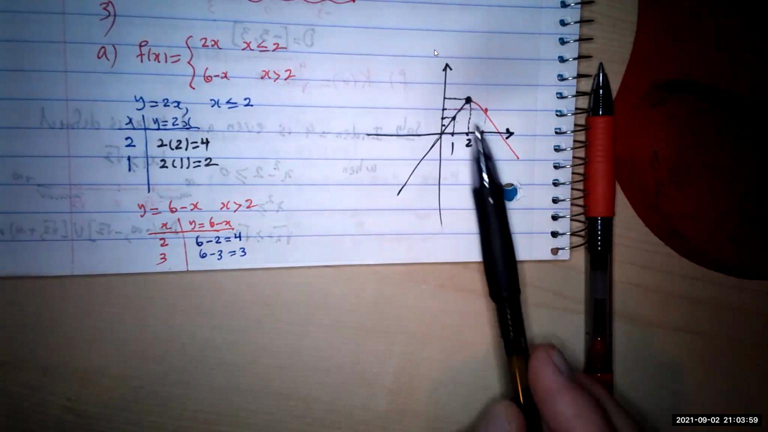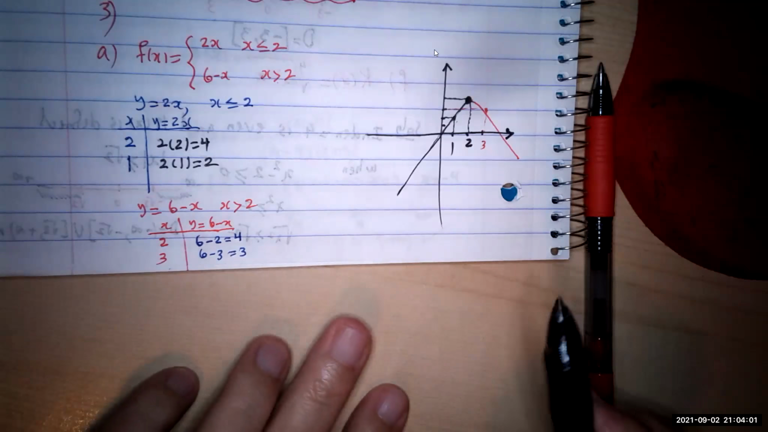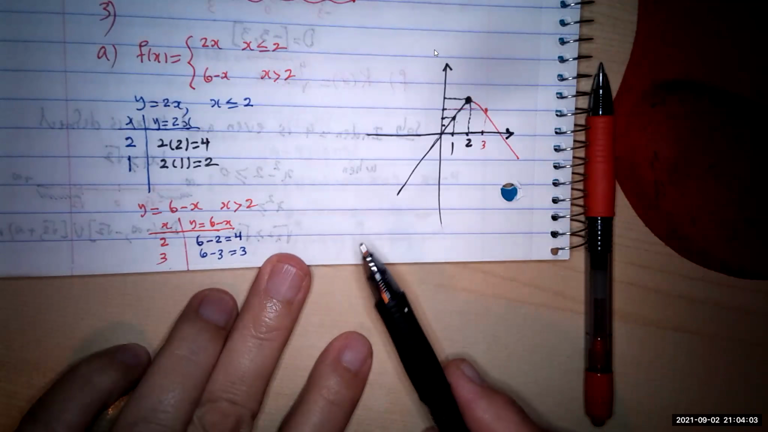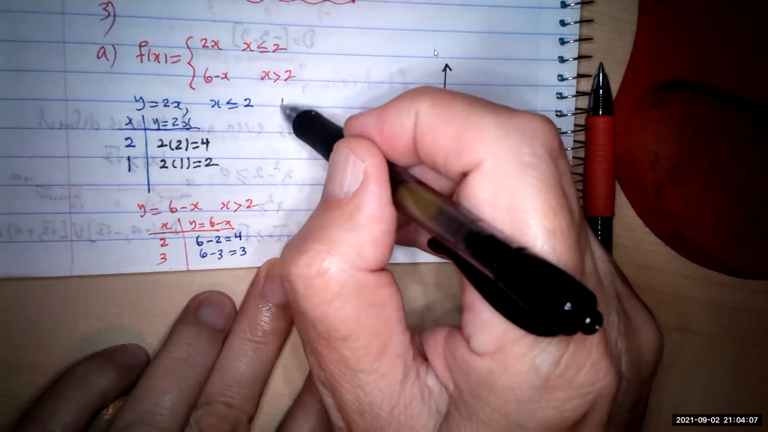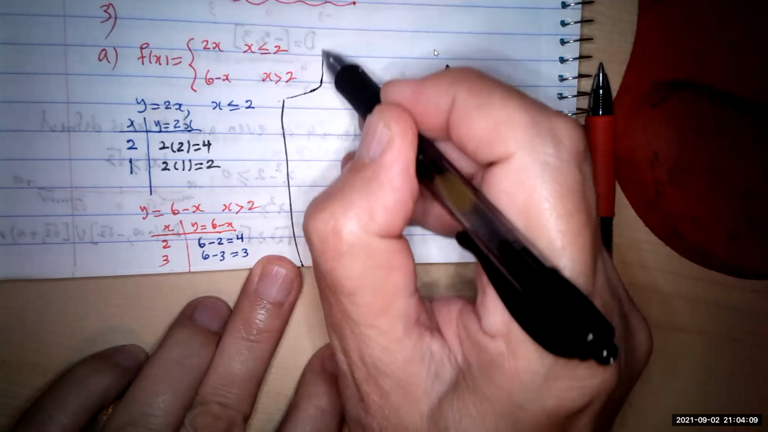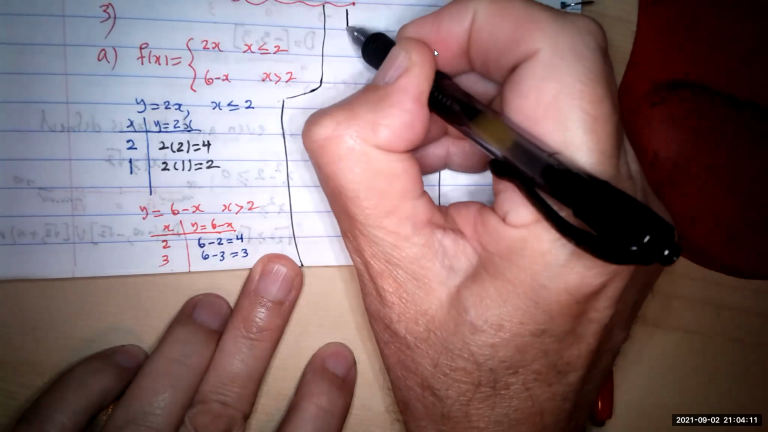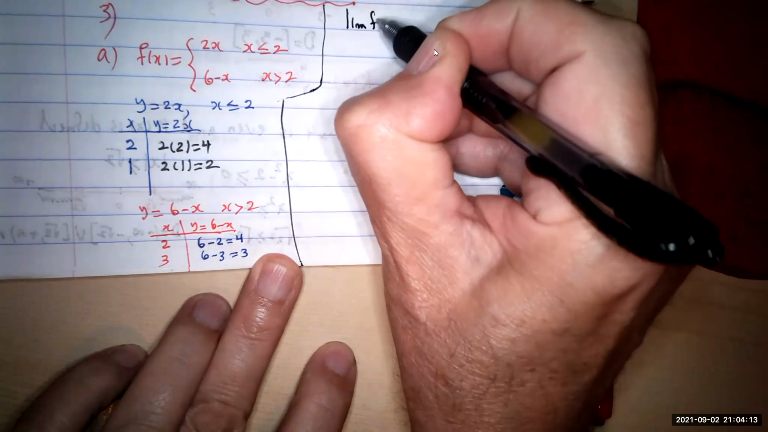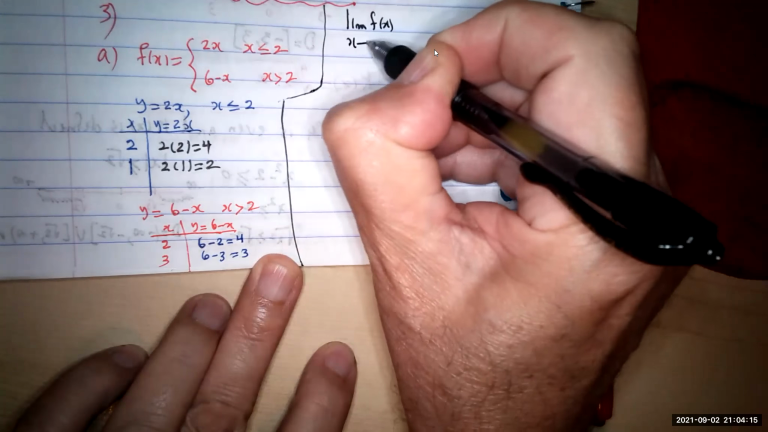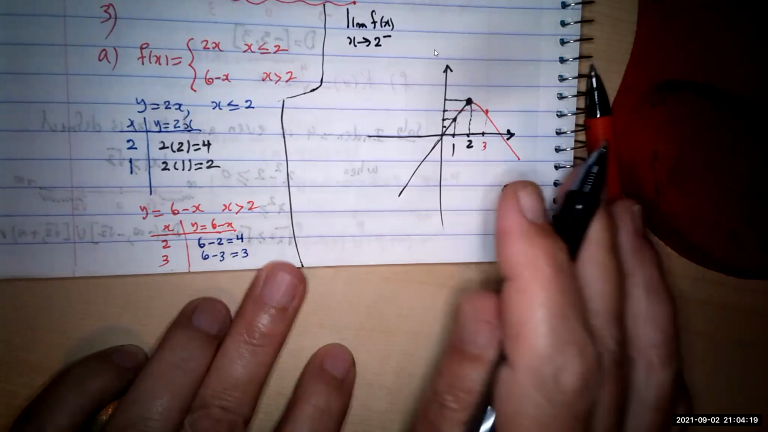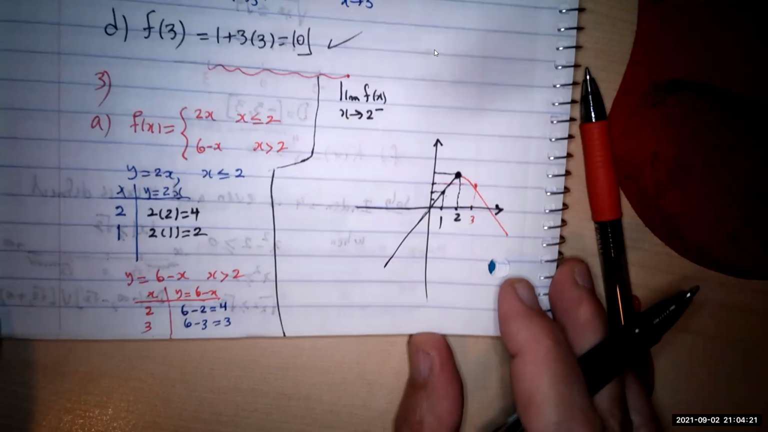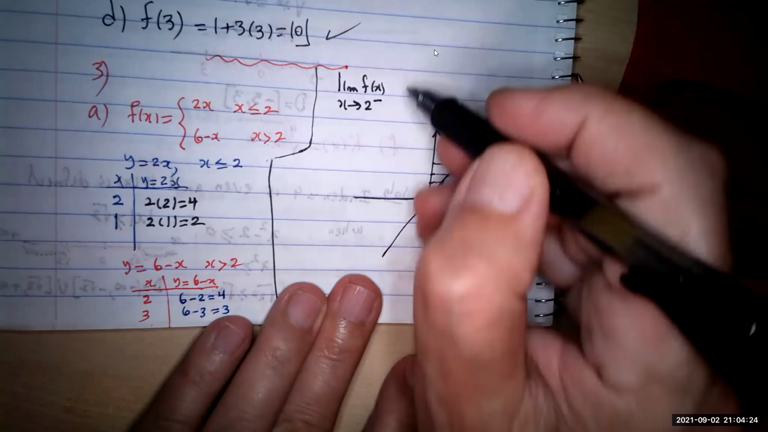As you see, they are connected to each other. Then they ask for the limit of the function. You have to find the right and the left limits and see what the result is. So that's the first part. For the second part, you have to find the right and left limits yourself. Limit of f of x when x goes to 2 negative. You know that 2 negative means x is less than 2, and the function to be used is the first part.